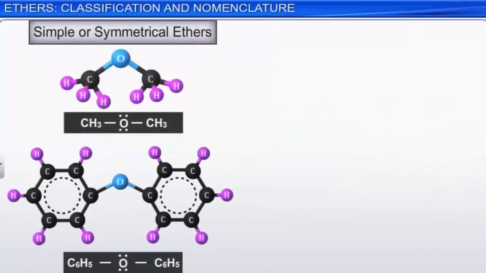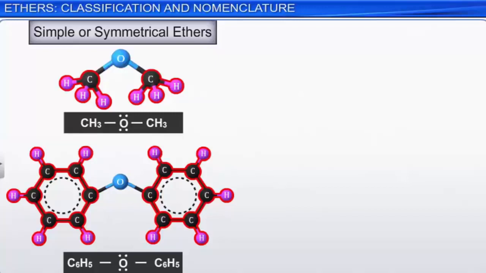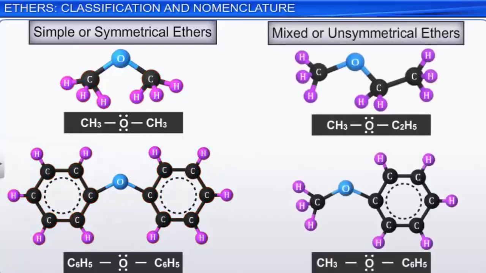Simple or symmetrical ethers have 2 identical carbon groups on either side of the oxygen. Mixed or unsymmetrical ethers have different carbon groups on either side of the oxygen.